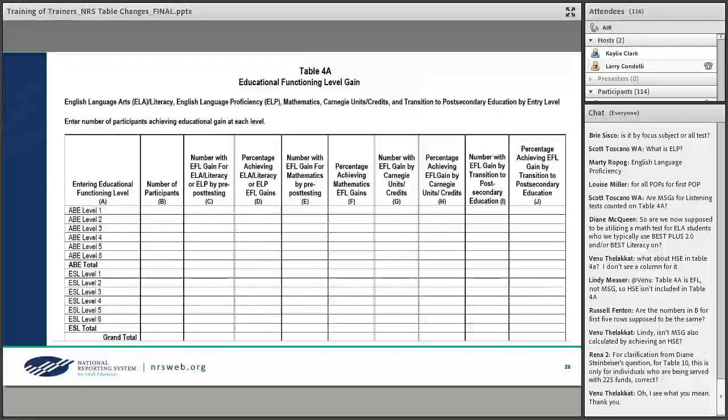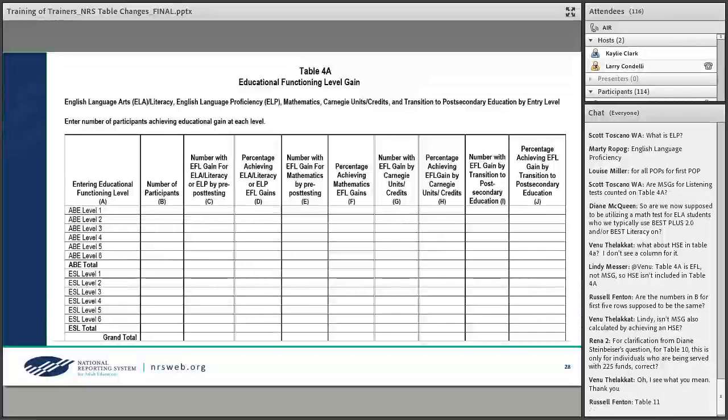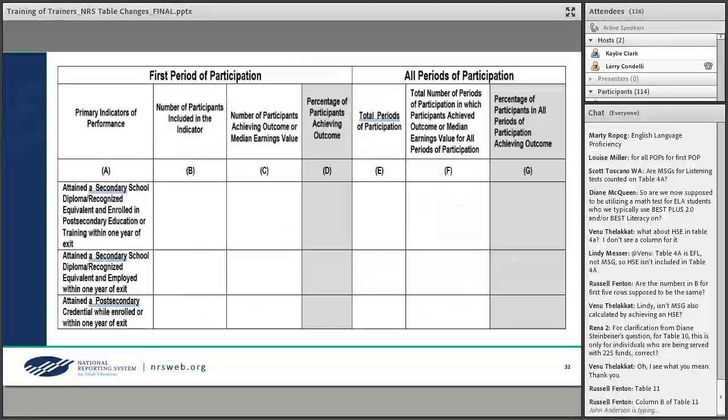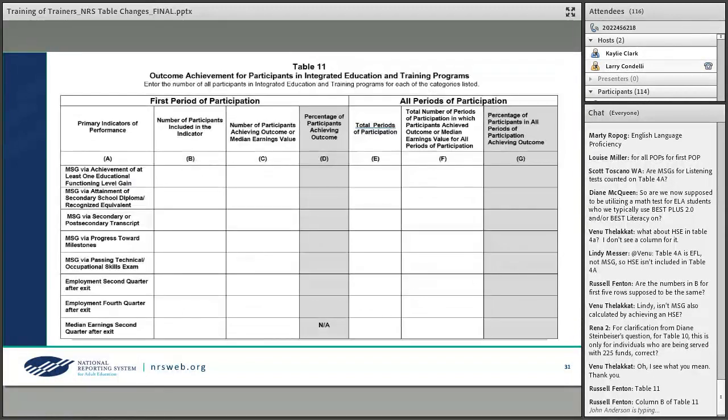Right, and Mindy, you did answer that already. Are the numbers in B for the first five rows supposed to be the same? I don't know what the question is. I don't know which table you're referring to, 4B or 4A. So I don't know what you're referring to. Sorry, he's referring to Table 11. Oh, Table 11. Okay.